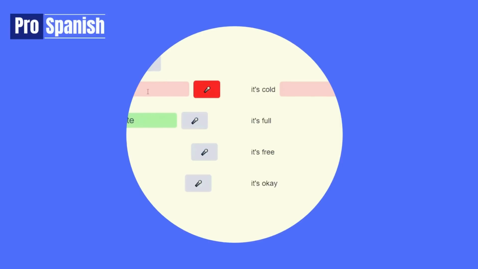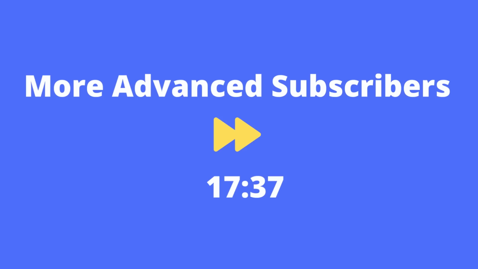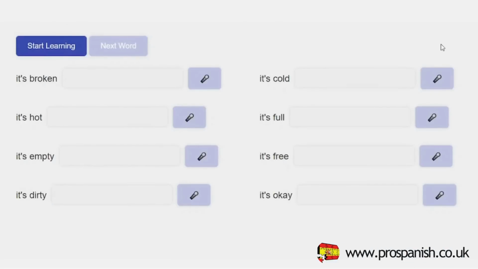More advanced subscribers, you may wish to skip forward to the time frame that comes up on the screen now, or stick with us for the extra practice. Okay, so these are the words that we're going to learn for today's lesson. I'll show you in a minute how you can add your own words for whatever vocabulary you're learning, and this is freely available. Just go down the right-hand menu towards the bottom of the ProSpanish site, and you can add whatever verbs you want or whatever vocabulary you want. In this case, we haven't got verbs, we've got mainly adjectives.